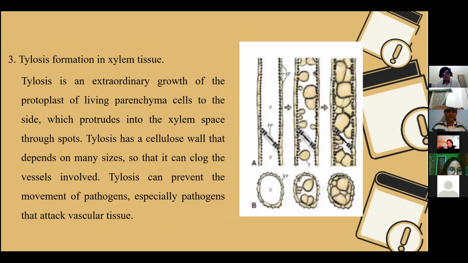The third one is tylosis formation in xylem tissue. Tylosis is an extraordinary growth of the protoplasm of living parenchyma cells to the side, which protrudes into the xylem space through spots. Tylosis has a cellulose wall that depends on many sizes so that it can clog the vessel involved. The tylosis can prevent the movement of pathogens, especially pathogens that attack vascular tissues.